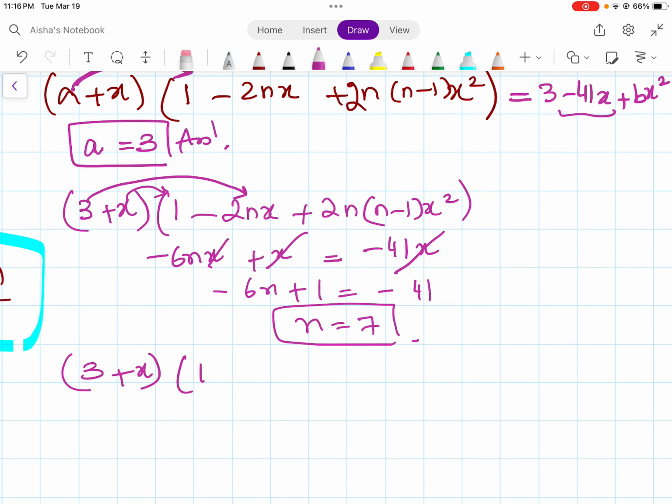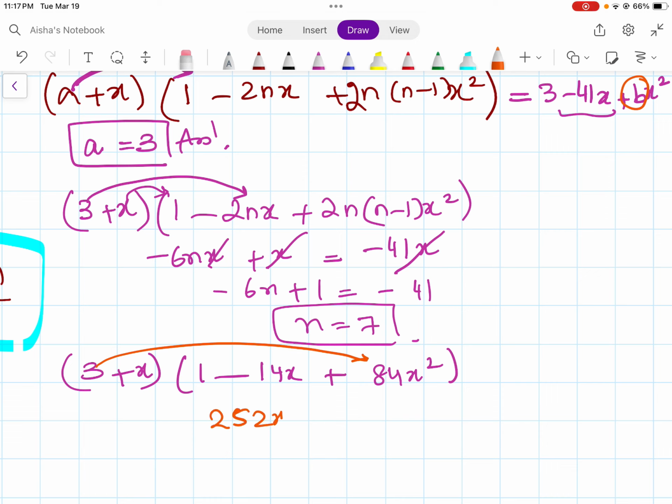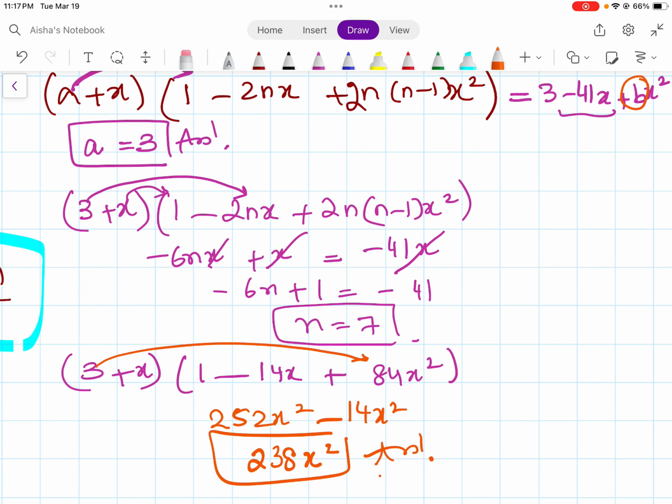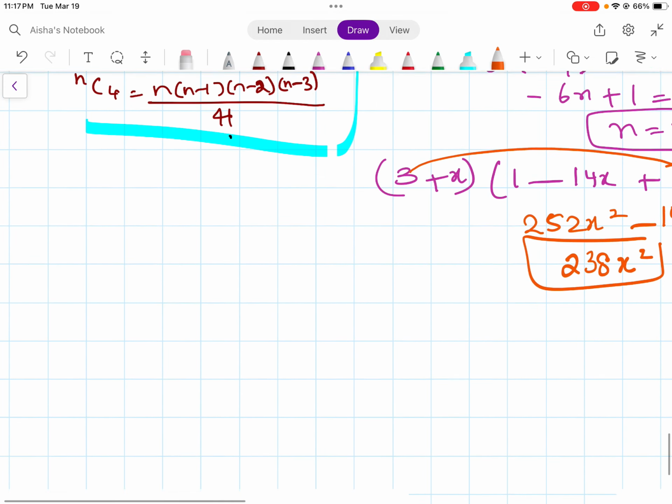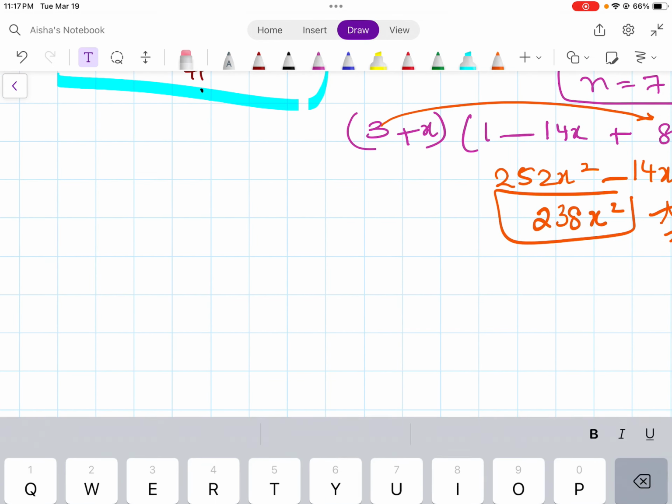Now plug it in. 1 minus 14x plus 2 into 7 into 6 gives you 84x square. Now b is the coefficient of x square. 3 into 84, 252x square, minus 14x square. My value of x square coefficient is 238. I hope it's all clear now. Okay, let's do one more question of the same sort.